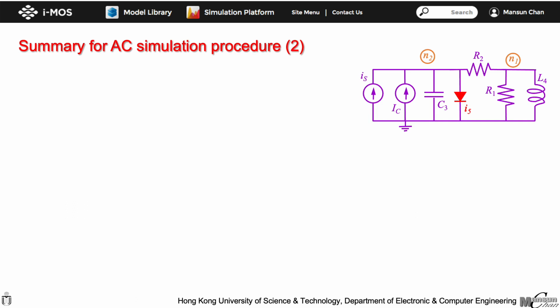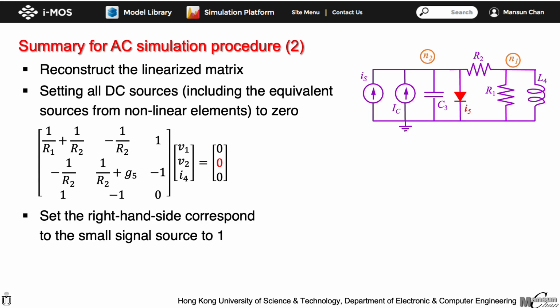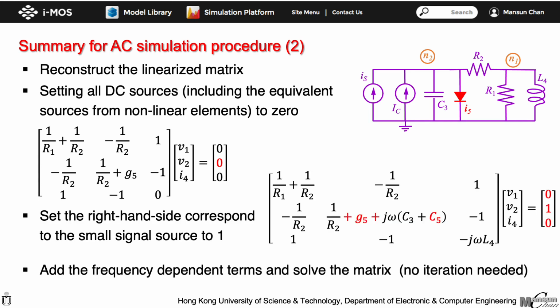After the operating point solution is found, the linearized matrix is constructed, with the nonlinear elements replaced by the equivalent linear resistors and capacitors. Then set the values of the DC sources to 0, and replace the right-hand side of the matrix that represents the signal source to 1. Finally, add the frequency components contributed by the frequency-dependent elements. Once this matrix is constructed, the response of the state variables to the input source at different frequency can be solved directly without iteration.